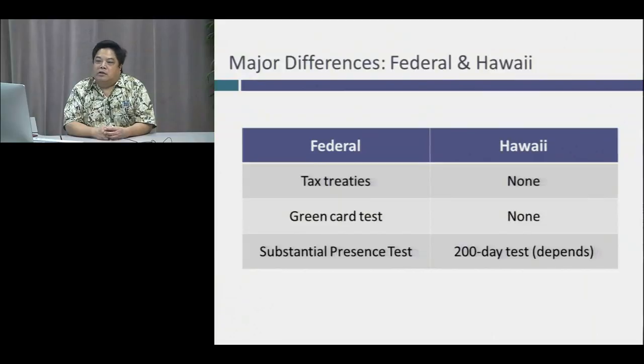We also talked two days ago in the federal tax workshop about the substantial presence test. Hawaii does not use that. Hawaii uses a 200 days test and also a "depends." The word depends is depending on your visa status, and I'll explain F1 versus J1, and also the military requirement. As you know, there are people who are in Hawaii because of military duties, and that's a different definition.